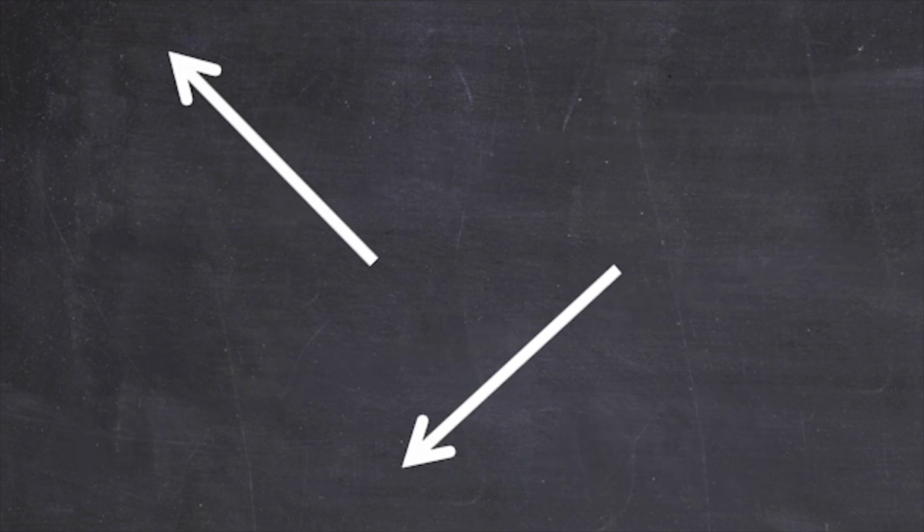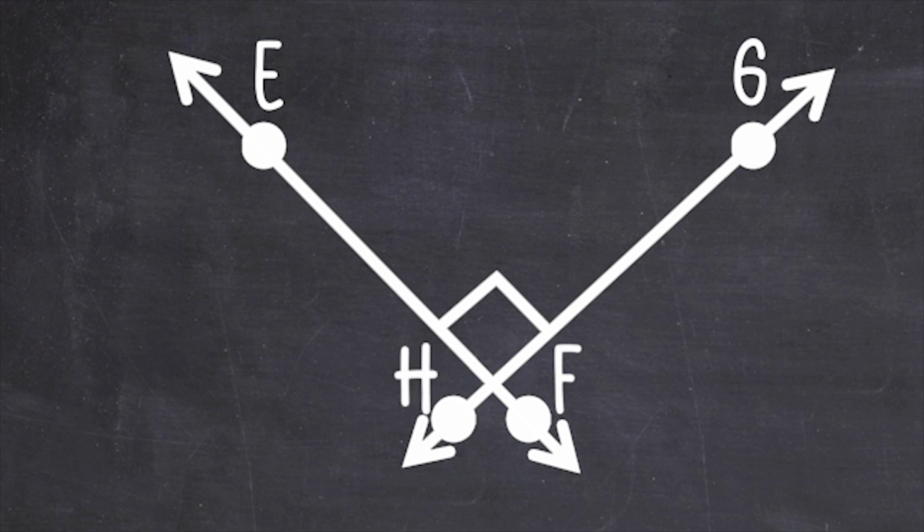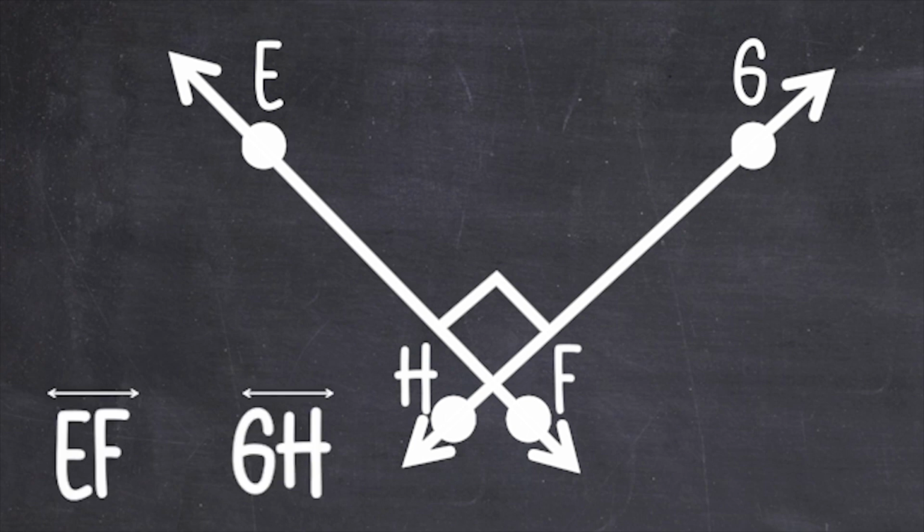Two lines are perpendicular if the lines form a 90-degree angle, also called a right angle. When they intersect with each other, here we can see that line EF and line GH are perpendicular to each other. To write this down, we write the labels for lines EF and GH and put a perpendicular symbol in between the two labels. The perpendicular symbol looks a bit like an upside-down letter T.